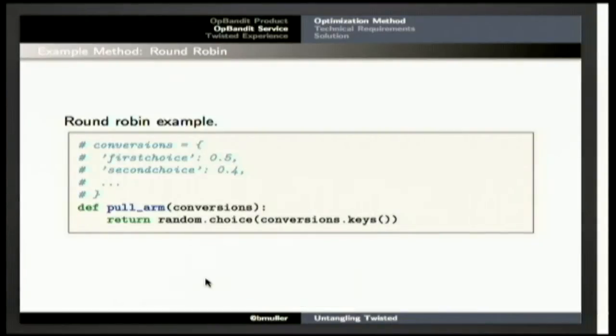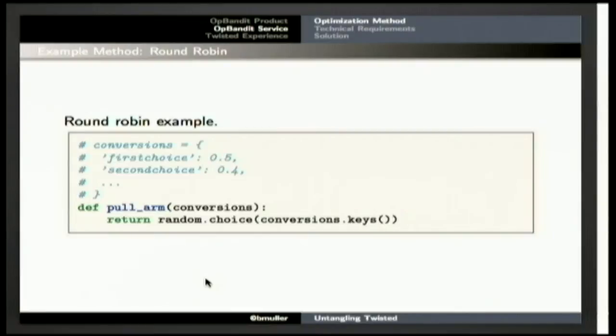So what does this actually look like in code? This is a round robin example where it's like: pull the arm. All right, give us a version for somebody who's requested a web page. They said, I need a version of a headline for this story, and now your system needs to make a decision. What you have on hand is conversion information. You know a conversion rate. For a first choice, it's maybe half the time. Second choice, like 2/5 of the time. And you need to pull the arm.